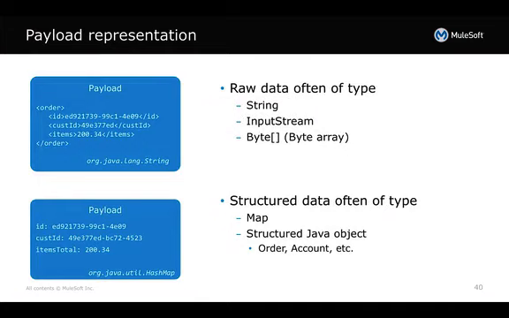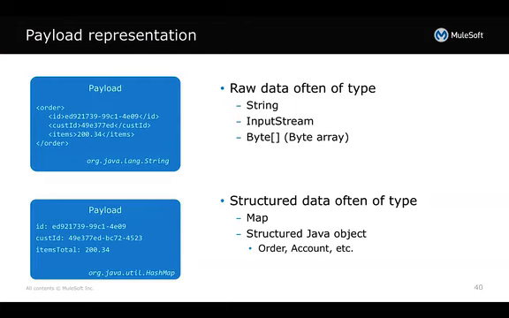Payloads are going to be the primary focus in this class because it's essentially the data we're trying to move around. And payloads can be represented in many ways. One of the categories you'll see is raw data. This type of data is usually represented by a string, an input stream, or a byte array. The idea of raw data is that it's going to be somewhat unparsed. It's just a raw format of the data.